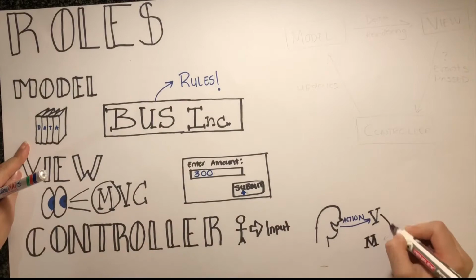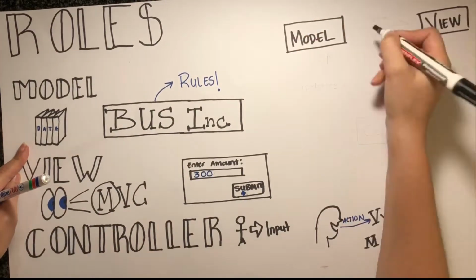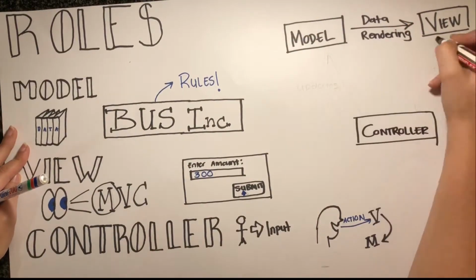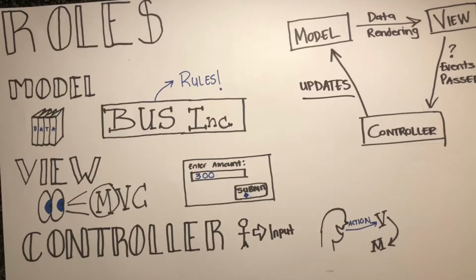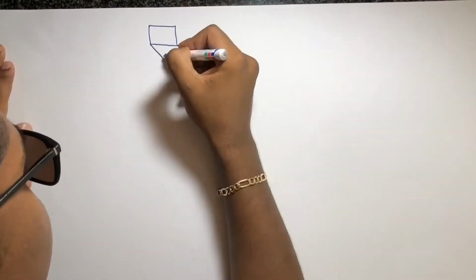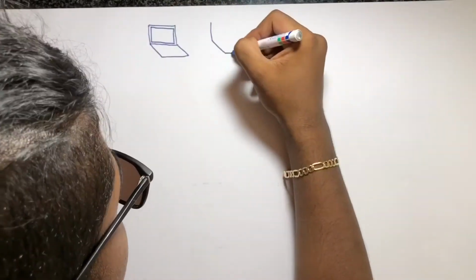The components go through an ongoing process where the model passes data to the view for rendering. The view then determines which events are passed to the controller, and the controller updates the model based on the events received. Today I'm going to be talking about the benefits of the MVC design pattern.